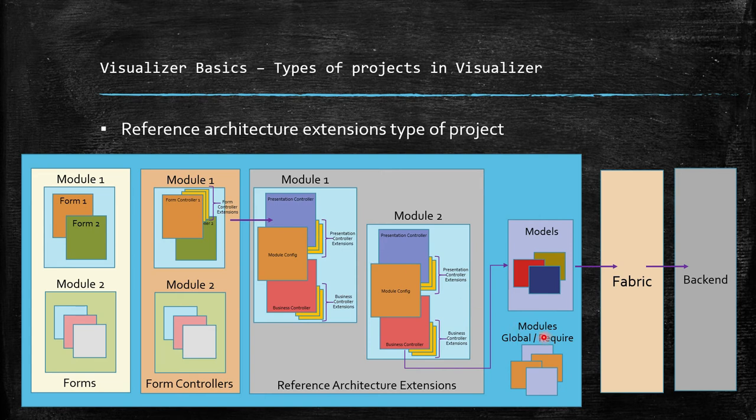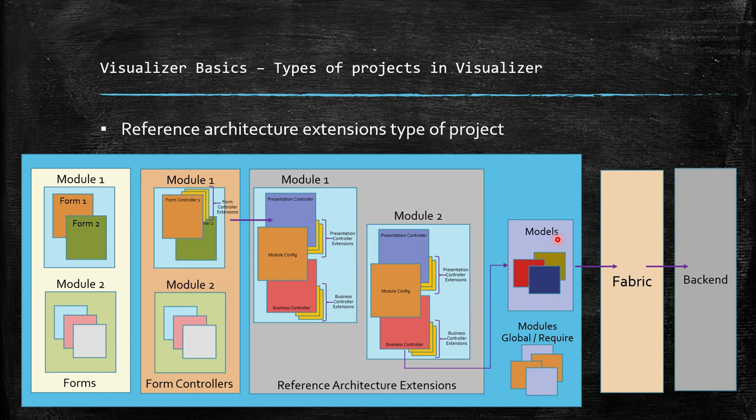In the reference architecture extensions type of project, similar to the freeform type of project and reference architecture type of project, we'll also have the modules here. So we can have the global modules as well as JS modules defined using require syntax. The global modules would get loaded in the initial app launch time, whereas the require JS modules would load only when you perform a require on them.